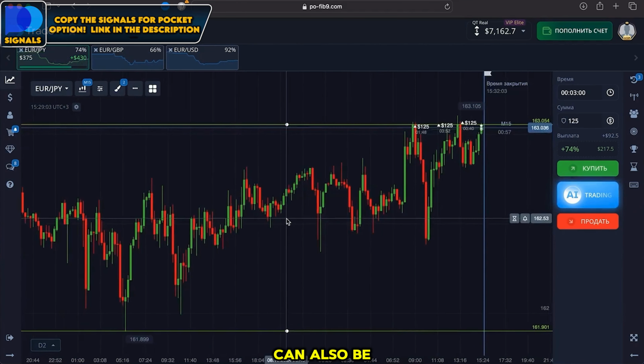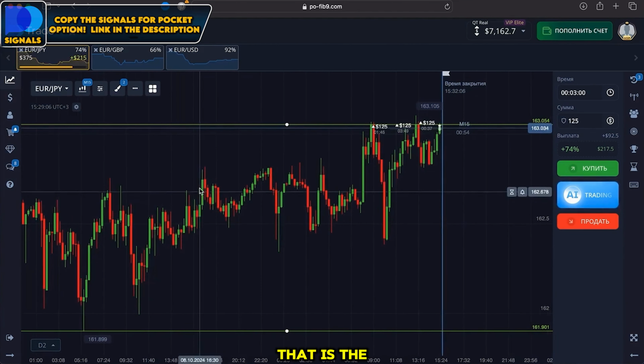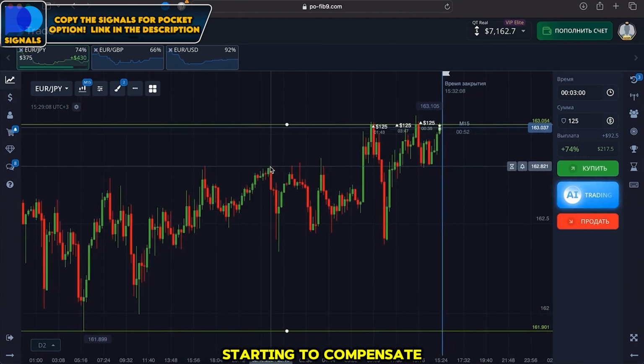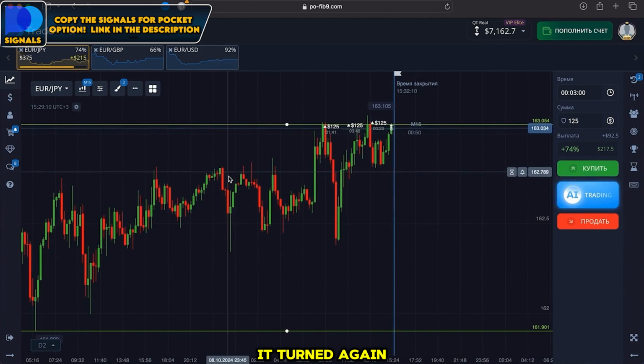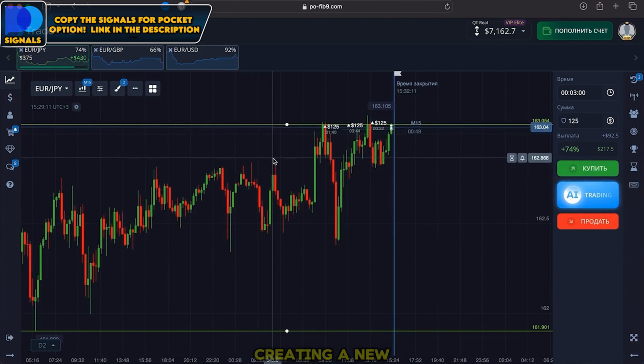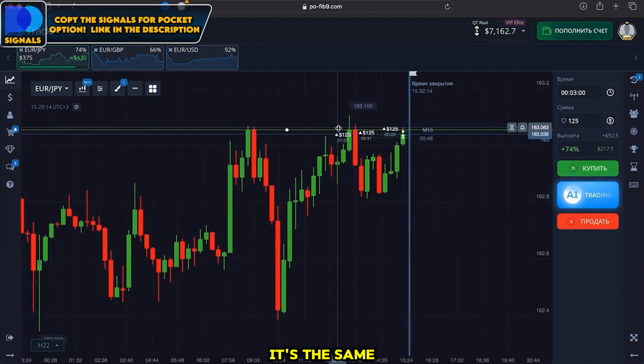All of this can also be seen here. That is, the price is turning, starting to compensate, broke through this maximum, it turned again, and is starting to break through again, creating a new maximum. And here it's the same.